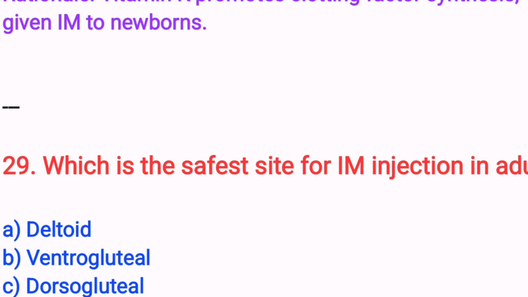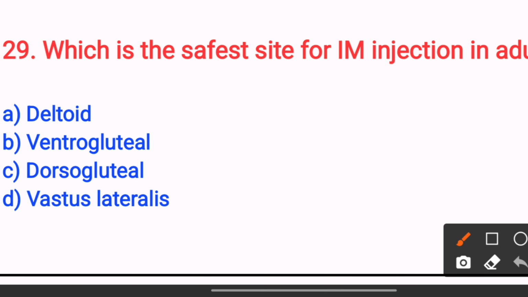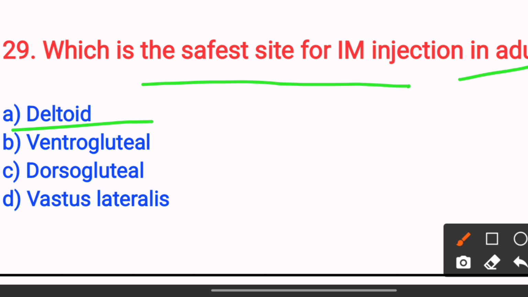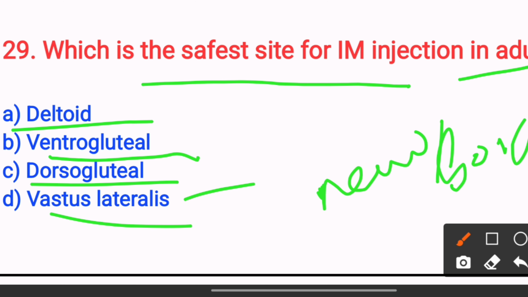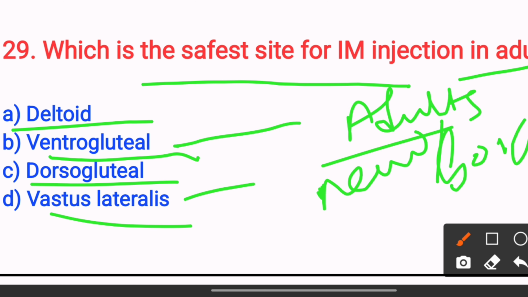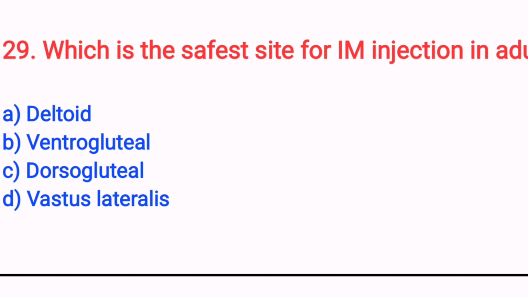Next, which is the safest site for IM injection in adults? Option A deltoid. Option B ventrogluteal. Option C dorsogluteal. Option D vastus lateralis. Vastus lateralis is used for the newborn or the child, and ventrogluteal for adults, and it's also the safest site for the IM injection.